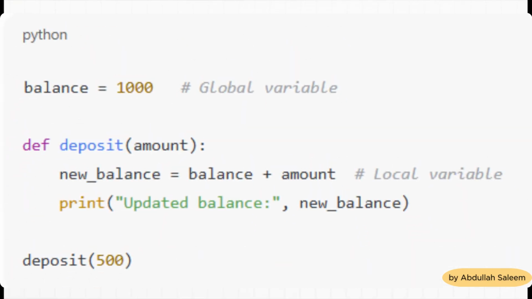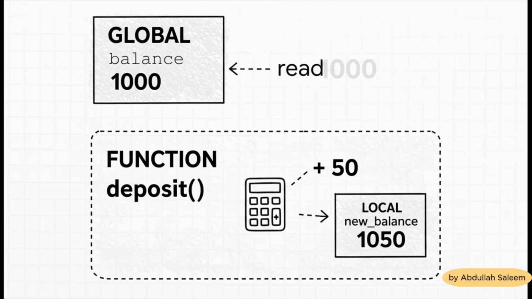This is a fantastic example of scope working perfectly. We have our global balance of 1,000. The deposit function can see that global value, so it reads it, adds the new amount, and then stores the final result in its own private local variable called new balance. And here's the crucial part. The original global balance is never changed. This is a really safe and clean way to work with your data.